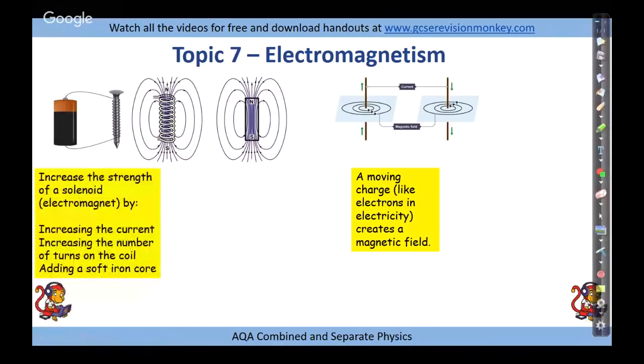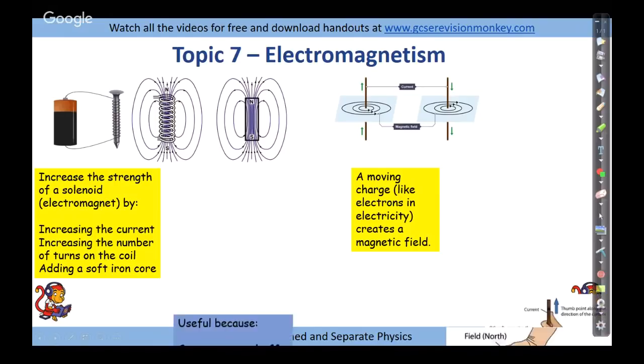Okay, so if we wanted to increase the strength of a solenoid, which is just a coil of wire, if we put a soft iron core inside it, put a piece of metal or an iron nail there, that makes the electromagnet stronger. We can increase the current. Okay, so putting more current through it increases the strength of the magnetic field. We can increase the number of turns on the coil. So the more turns there are, the stronger it is as well.